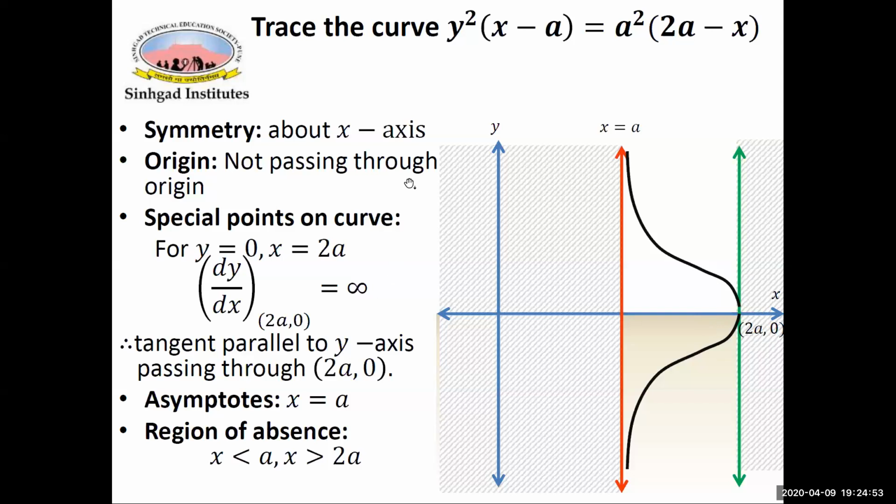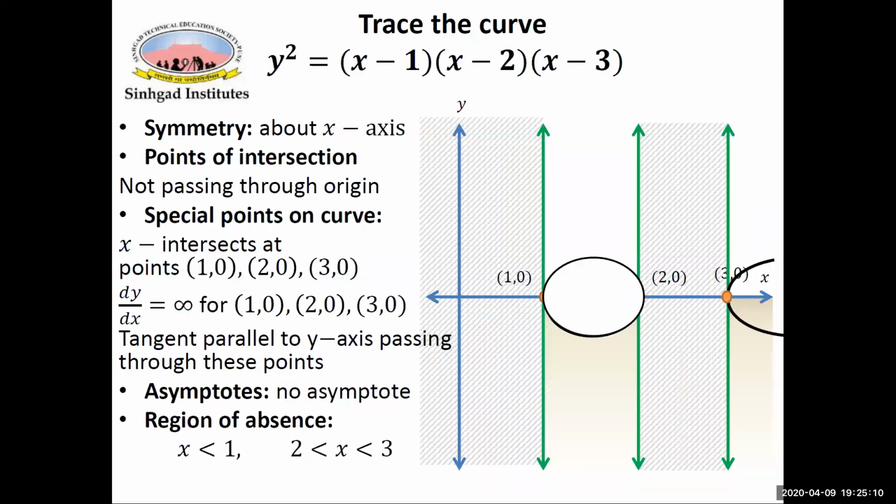So this way, if the question comes in the exam, you have to write these 5 points, and the rough nature of the curve must be drawn. So this is the first example in which the curve is not passing through origin. Now we'll see the next. So this is the curve.